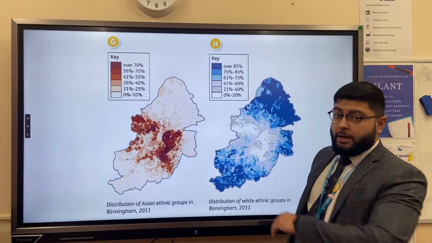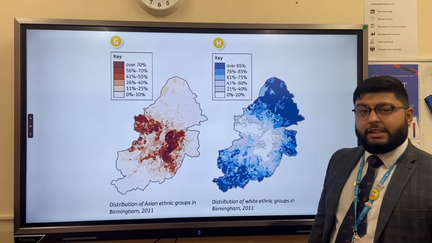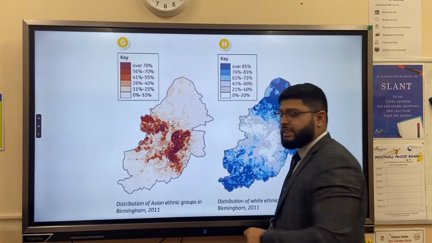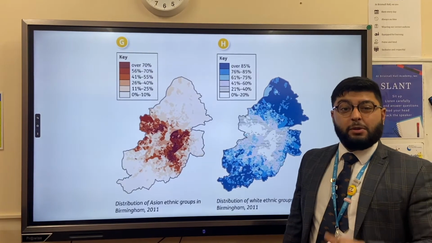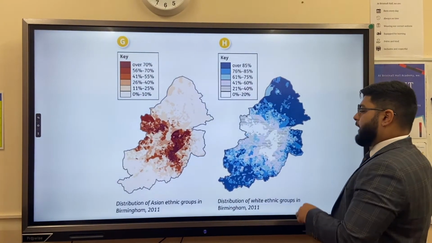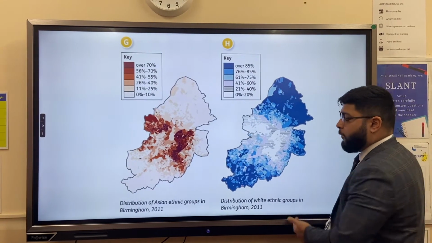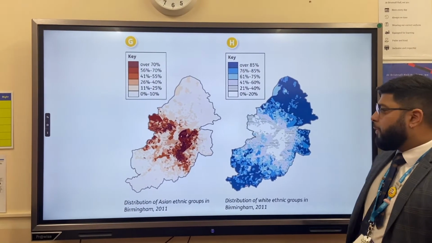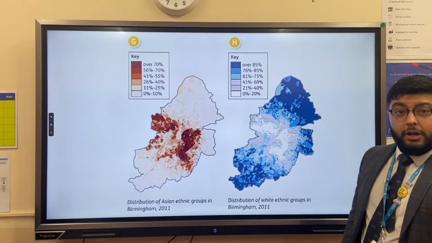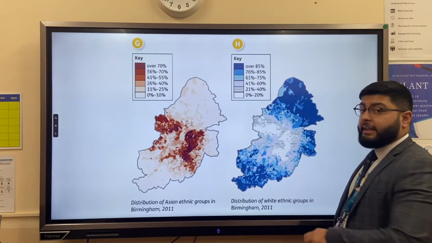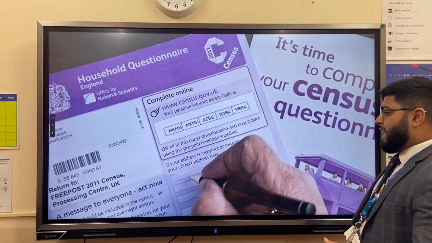If we look at Birmingham as an example of diversity, we can see there's some segregation. So Asian families generally move towards the city centre where housing is cheaper because they're generally poorer migrants, whereas on the outside of the city you generally tend to find more of the white ethnic groups or population, because those are suburban areas with bigger houses and the white population generally having a higher standard of living.